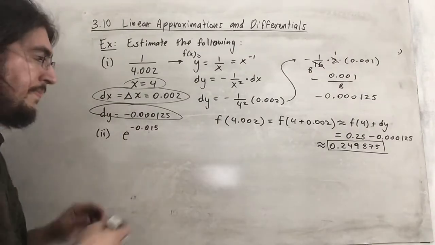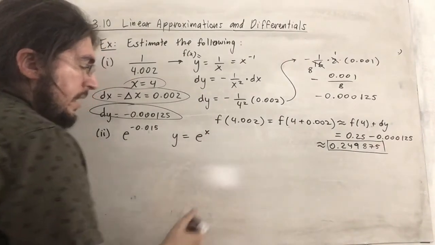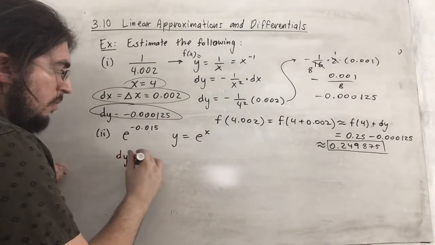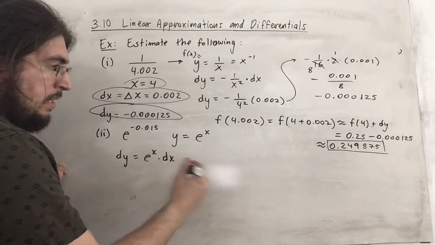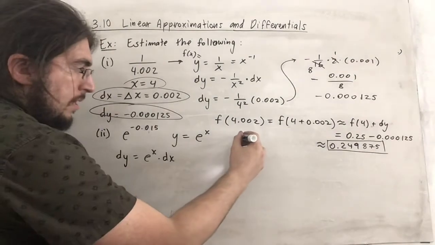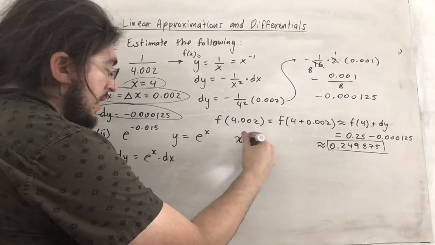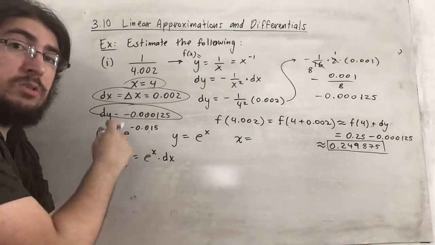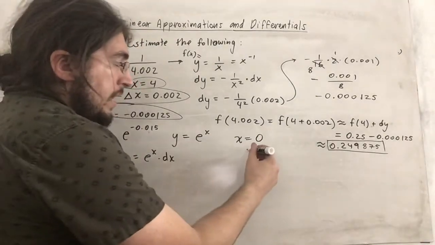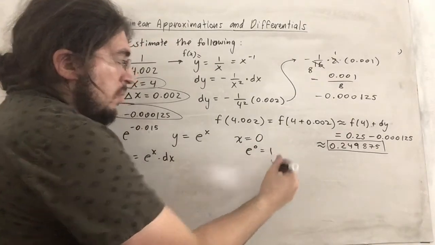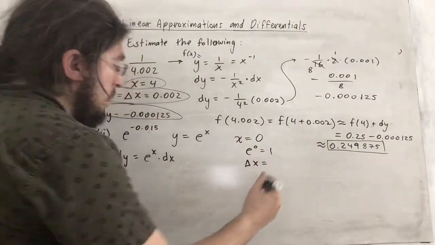Now this one I think will take even less time. So our y here is going to be e to the x. dy is going to be its derivative, e to the x times dx. First off, we have to figure out what we're plugging in. The x value we want to plug in is what this is close to that we know e to that power of. And it's 0, because we know e to the 0 is 1. So that means delta x is really what?